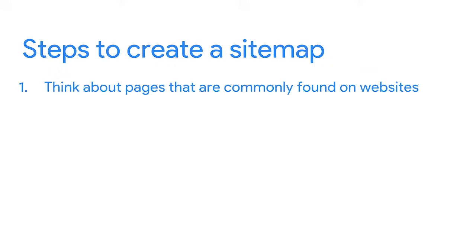You just learned how sitemaps help improve the user experience on websites. Now let's discuss how to actually create a sitemap in the real world. To get started, there are a couple of things to think about. First, think about pages that are commonly found on websites. You might think of a home page, which almost every website has, or a product description page that has details about an item you want to buy.